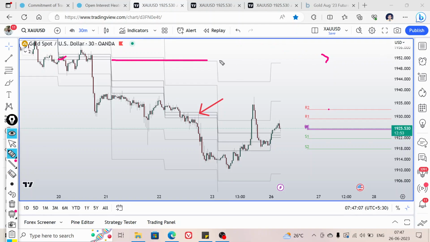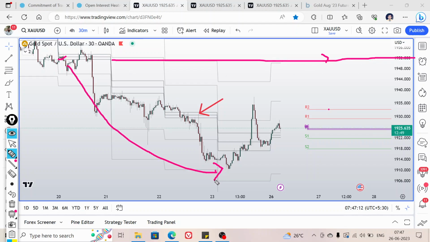Price opened near the level 1952, and we have seen a good decline toward the level of 1910. So overall the week was bearish. As per the COT, the sentiment was bearish, and we have seen that on the price action chart. So let's discuss important price levels that we can use for the current trading session.